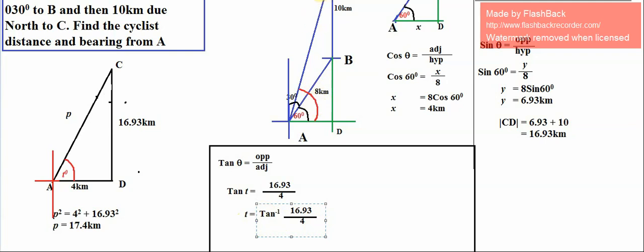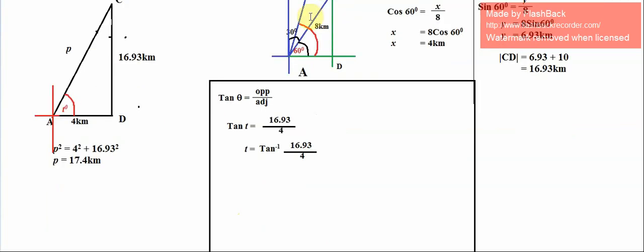I'm waiting for you to try. Punch it and tell me the answer. Our T will be equal to 76.71 degrees, correct to 2 decimal places.